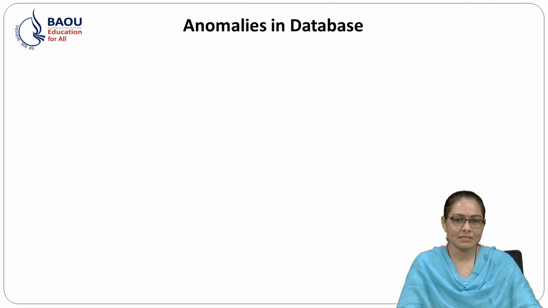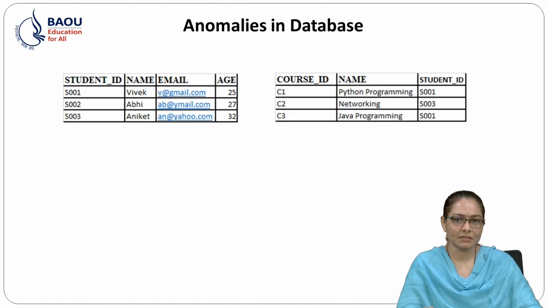Now let us see the anomalies in a database. Consider two entities, student and course. Student ID is a primary key in the student table and a foreign key in the course table. Now first one is the insertion anomalies.